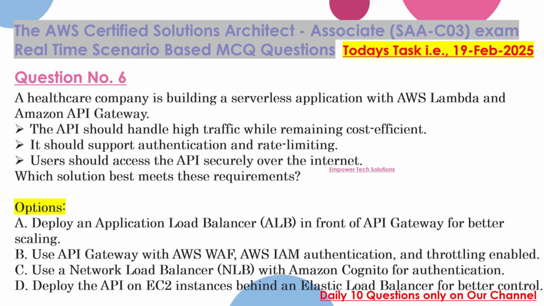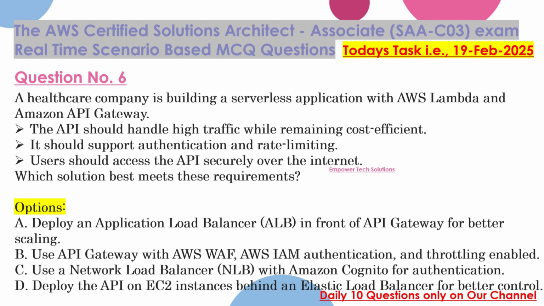Question 6. A healthcare company is building a serverless application with AWS Lambda and Amazon API Gateway. The API should handle high traffic while remaining cost-efficient. It should support authentication and rate limiting. Users should access the API securely over the Internet. Which solution best meets these requirements?